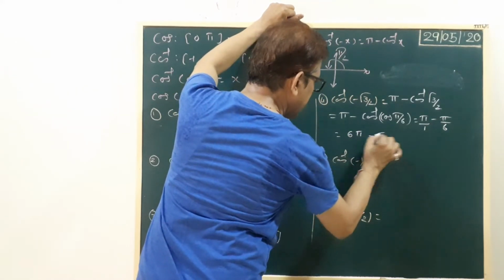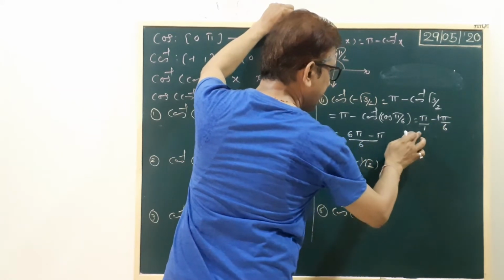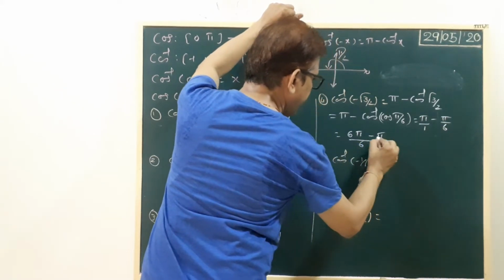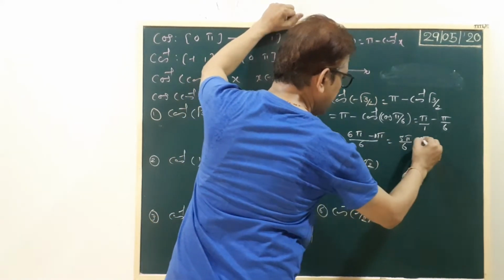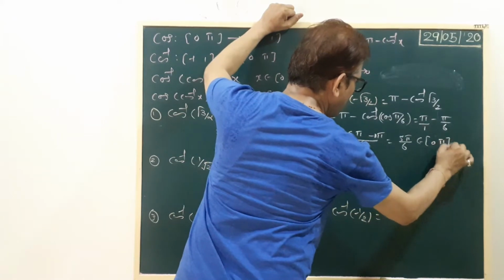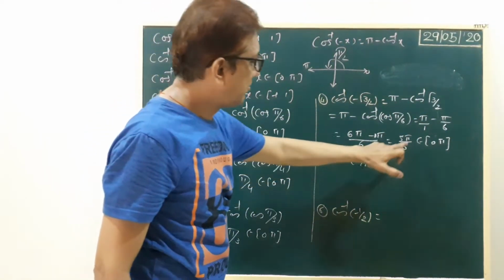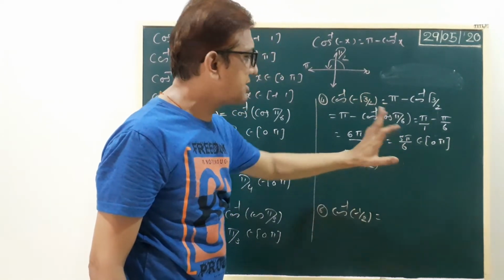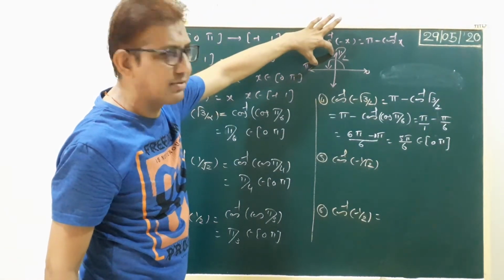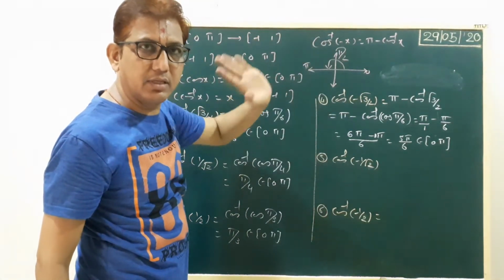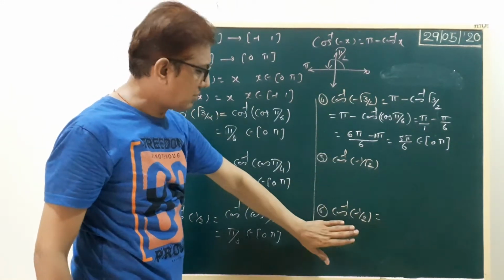What's your answer? 6 pi minus pi upon 6. Here 1 pi. Okay, 6 pi minus 1 pi, so 5 pi upon 6, which belongs to 0 to pi. Clear? 5 by 6, what's the angle? Pi by 6 equal to 30, 30 times 5 is 150. 150 belongs to 0 to pi, and 150 is in the second quadrant, 90 to 180. Is it clear? That means our sum is right. Then also we can verify.